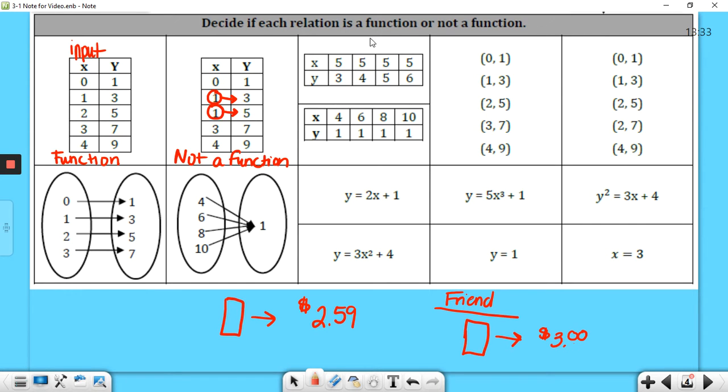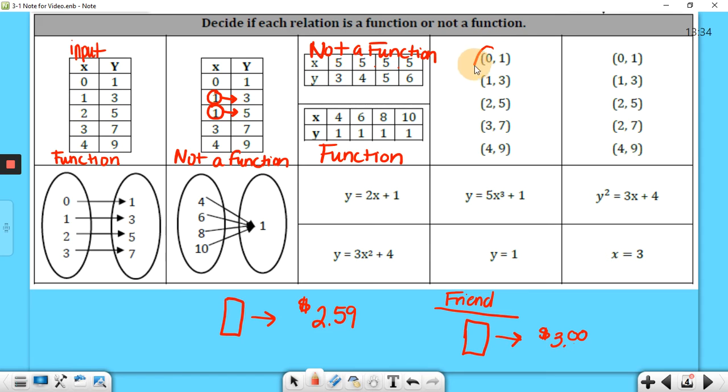So let's look at this horizontal t-table, and we look at the x values, and notice we have all 5s for our x values. So we definitely have repeated inputs. So right away we know this is not a function. Next, example 4, 6, 8, 10. All unique inputs. Now, I realize that all our y's are the same, but that is okay. You can have the same output, you just cannot have the same input. So this is a function.